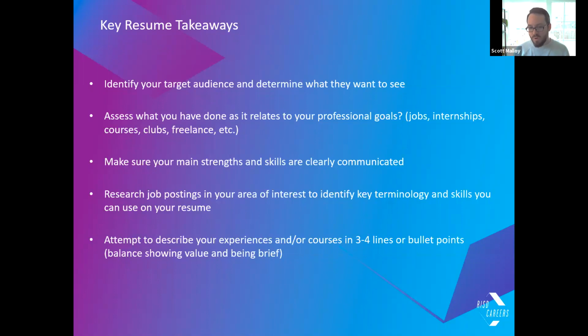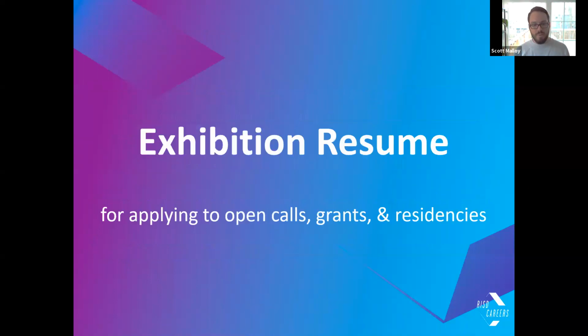Again, it's not set in stone. You can go outside of that, but it's a nice balance of showing value, but also being relatively brief. So those are some key takeaways for this kind of resume.